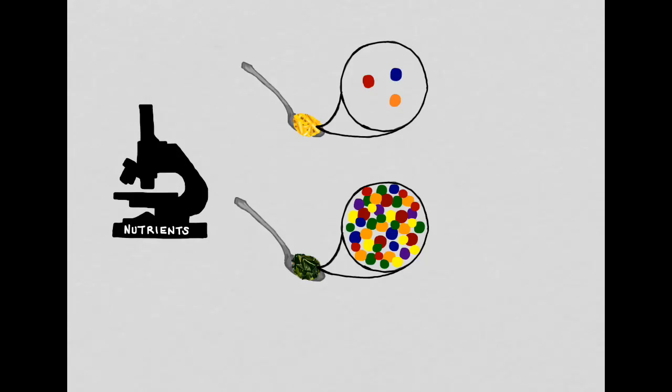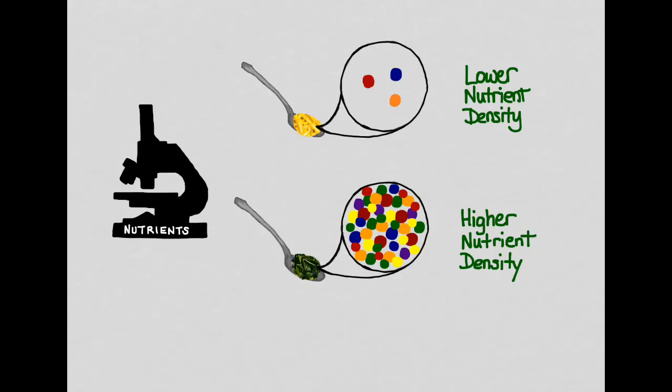Now we're going to take our nutrient microscope to look at just the nutrients in the food. Using this microscope, we can count the nutritious particles in each teaspoon of food. The food that has more nutrients per teaspoon of food is more nutrient dense. So we took the exact same amount of each food, and we see that one food, the collard greens, has a lot more nutrients than the other food, the mac and cheese. So the collard greens are more nutrient dense than the mac and cheese.